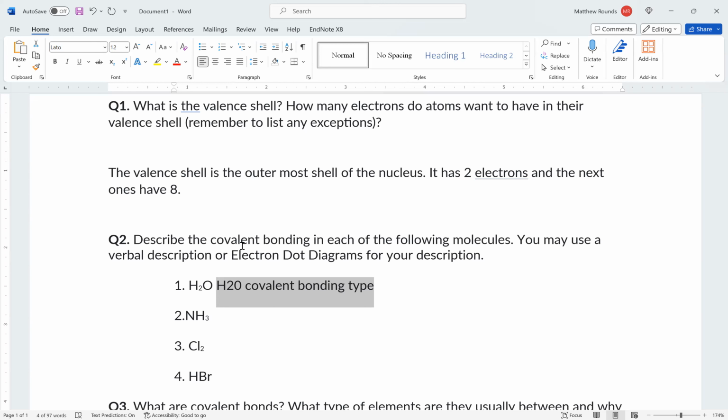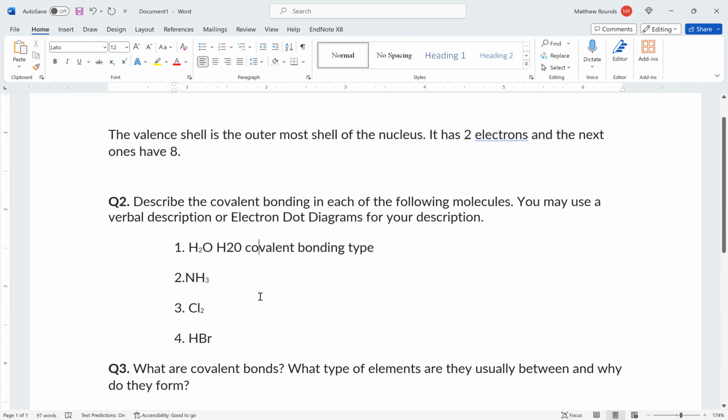It says here it's a polar covalent. Okay. So let's do a different thing here. Let me go to your thing here. Maybe it will be easier to do a dot diagram.